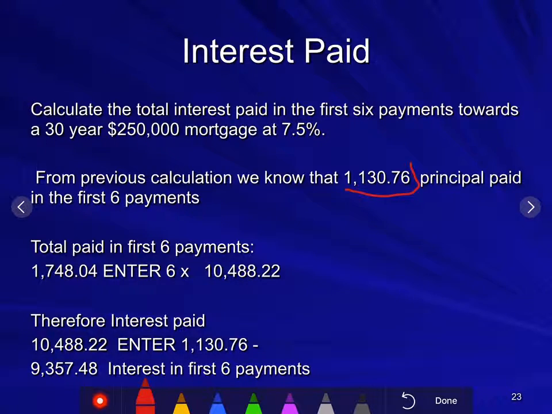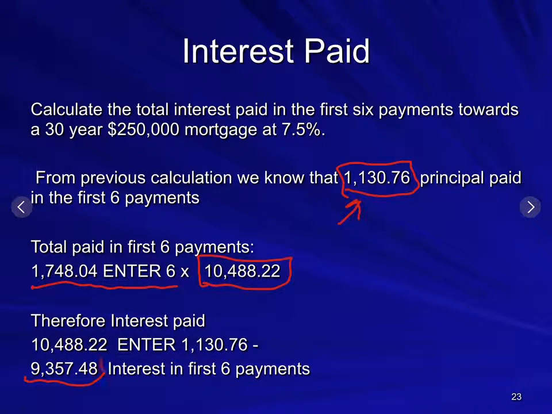So if $1,130.76 went to principal, we know we paid the $1,748.04 times 6, or $10,488.22. The interest paid there, therefore, is the $10,488.22 minus the $1,130.76 that went to principal. Either it went to principal or it went to interest. So $1,130 went to principal. By difference, then, we see that $9,357.48 was the amount of interest in the first 6 payments.